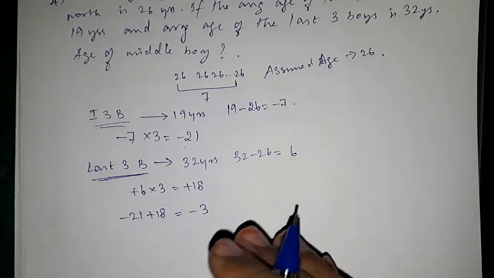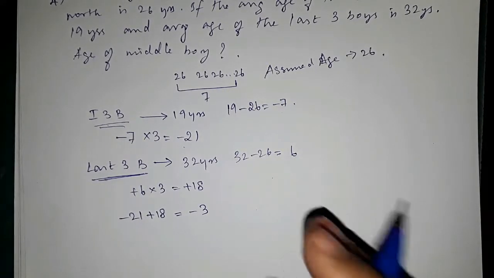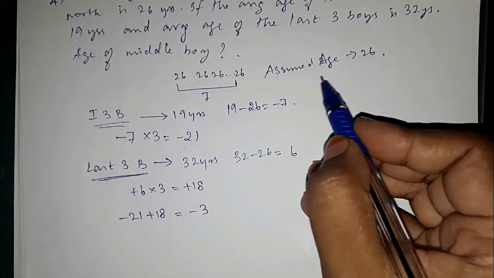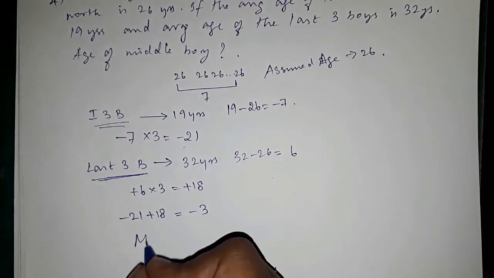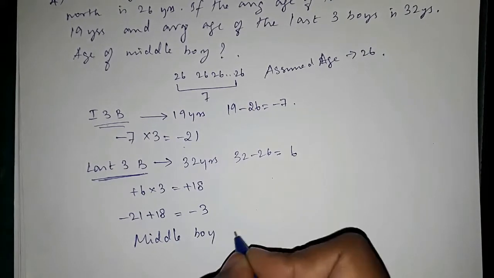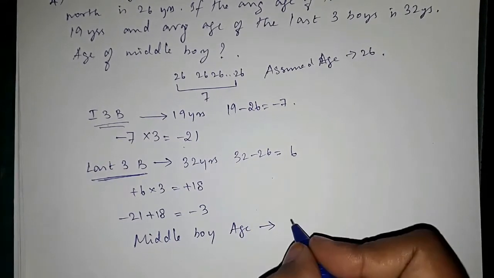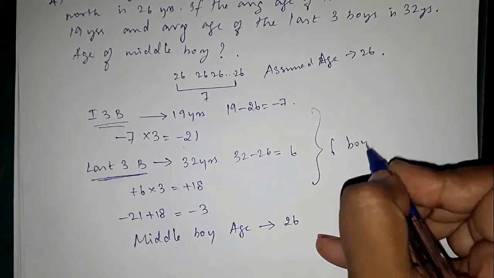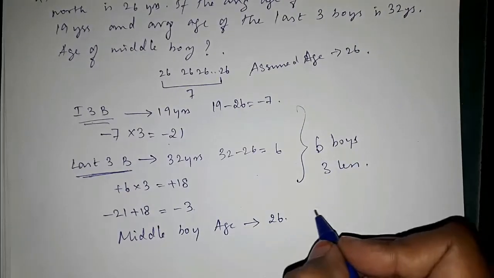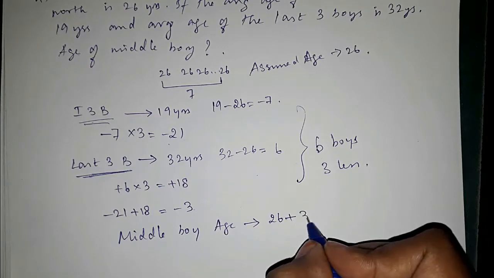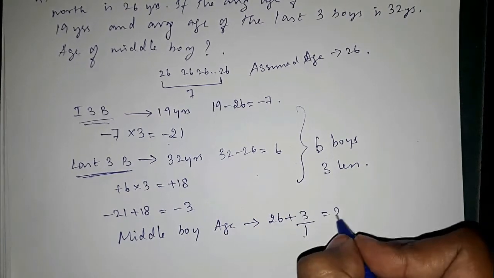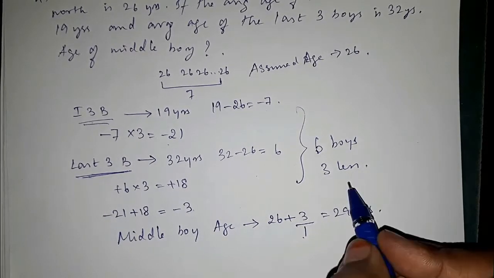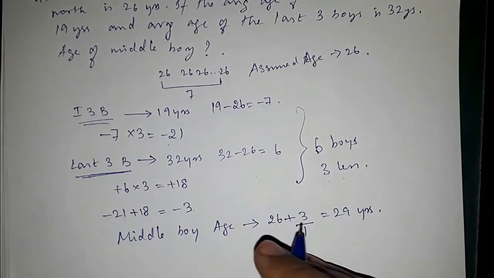So make it up and distribute equally to the remaining boys. Only one boy remains, that's the middle boy. We have assumed that the age of the middle boy is 26, so just add it. Now we have to make it up, as these 6 boys have 3 less, and distribute equally to the middle boy. Only one boy remains. So 29 years. This is according to the equal distribution method: whatever is less or more, we have to equally distribute to the remaining persons.